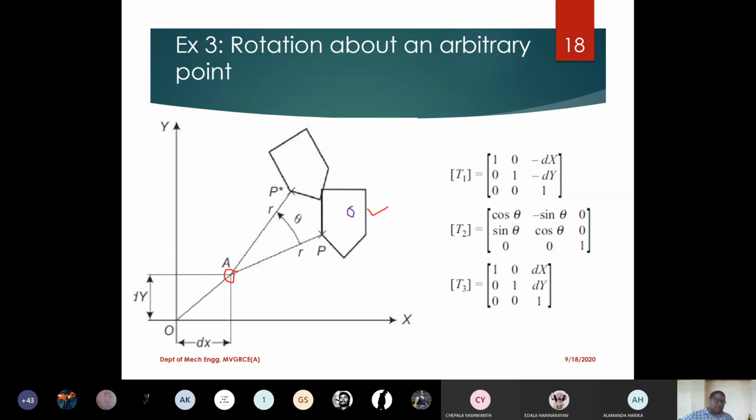So there is a difference between the fundamental rotation compared to this operation. Our fundamental rotation, for which the transformation matrix is this one, right? So this was the fundamental rotation. This operation actually talks about rotating an object about origin. But here your requirement is not about origin. Your requirement is to rotate the object about an arbitrary point A, whose coordinates are dx, dy. These are the coordinates, right?